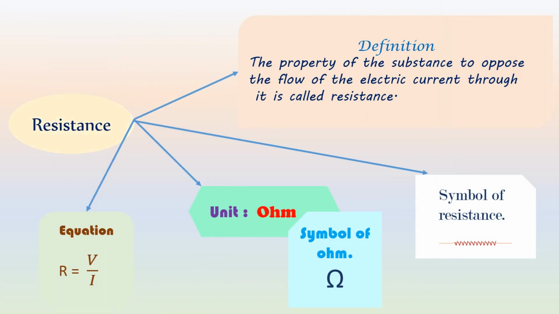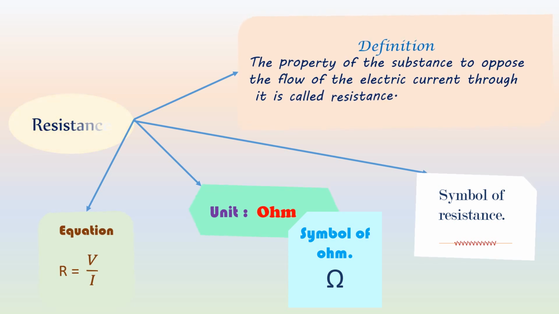We can define resistance as the property of the substance to oppose the flow of electric current through it. From the equation, we can say the resistance of a conductor is the ratio of potential difference across it to the current flowing through it.